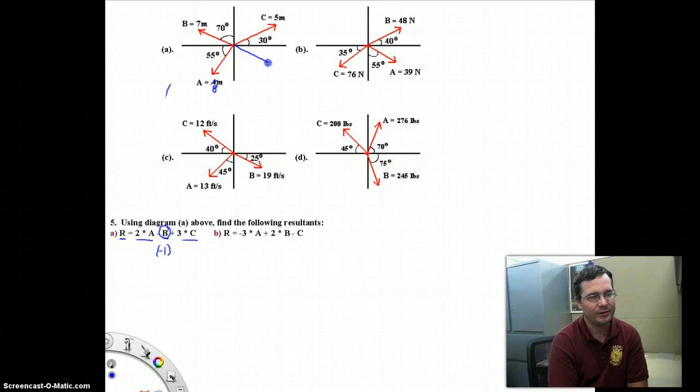So vector B now runs in this direction. Its length is 7 meters. And let's try and think about an angle. We've reflected this across the origin. So that means that it's 180 degrees from this 70. Well, that would mean that it's 110 degrees from this vertical line.